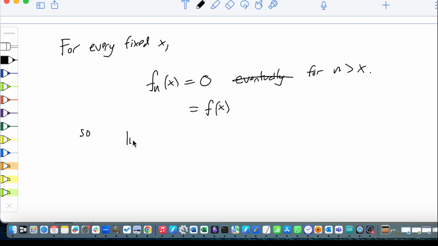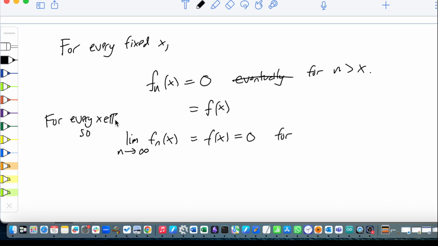So the limit as n goes to infinity of f_n of x equals f of x, which is 0, for every, I should say for every x first. Let's do that to be crystal clear. So in R, this is true. And so this is not only almost everywhere convergence, this is everywhere convergence. Almost everywhere convergence would say, okay, it's true except for when x is irrational or something like that. It would still be good enough.